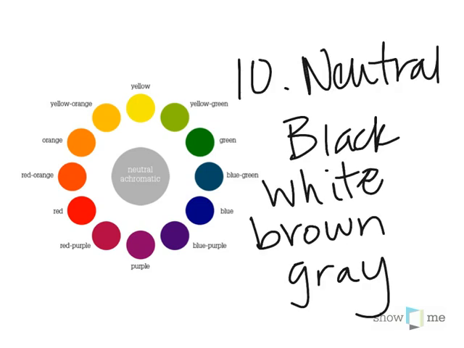The last and final one is the neutral color scheme. That includes black, white, brown, and gray. So anything that is not on the color wheel, those generally fall, if you're looking at a color wheel, in the middle. So black, white, brown, and gray, any kind of combination of the four.